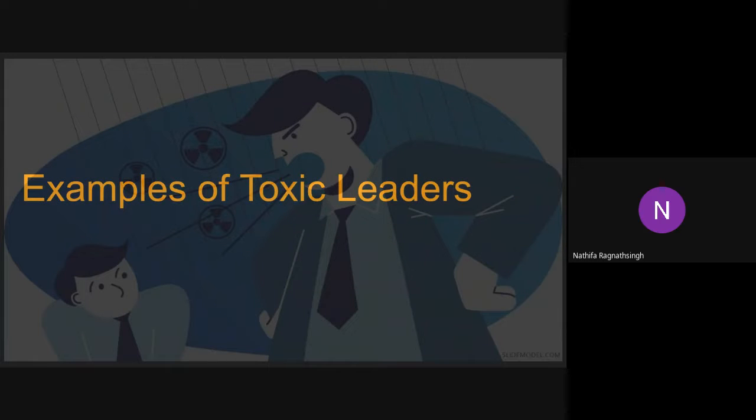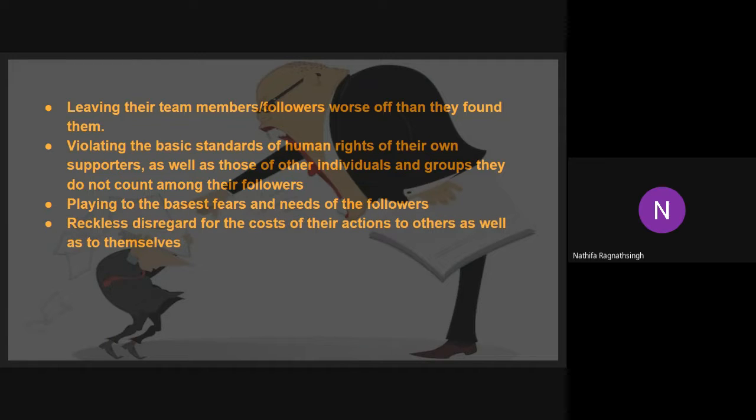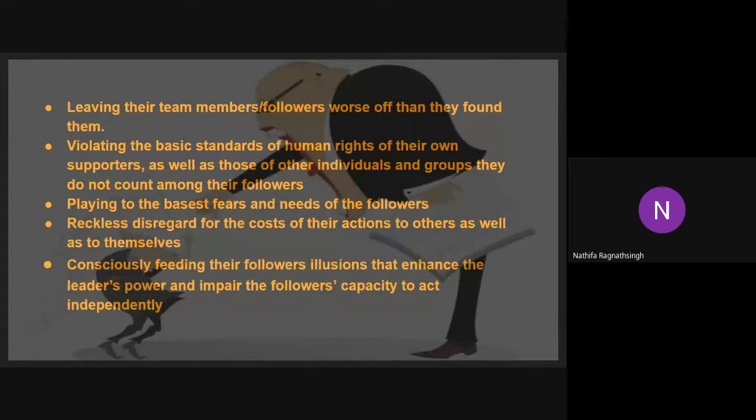We have a few examples of toxic leaders. The first is leaving their team members or followers worse off than they found them. Second, violating the basic standards of human rights of their own supporters, as well as those other individuals and groups they do not count among their followers. Third, playing to the basic fears and needs of the followers. Fourth, reckless disregard for the costs of their actions to others as well as themselves. Fifth, consciously feeding their followers illusions that enhance the leader's power and impair the followers' capacity to act independently.